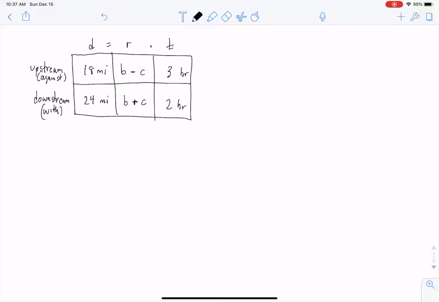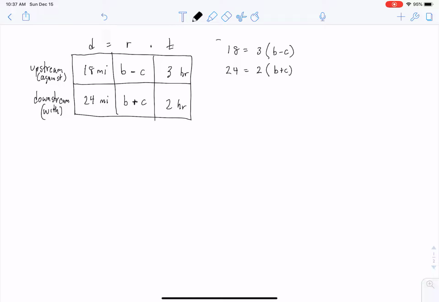Okay, so now our two equations come right across each row, right? Distance equals rate times time. So the first one is 18 equals 3 times (B minus C). And the bottom one is 24 equals 2 times (B plus C).